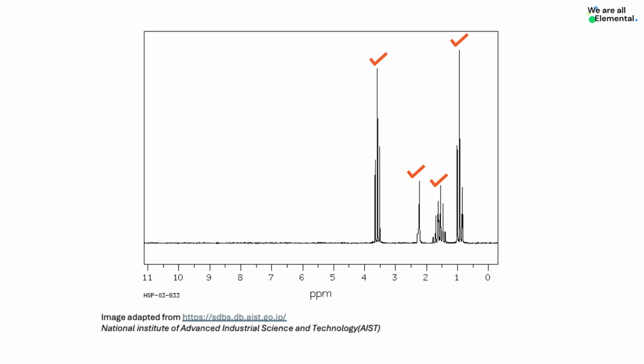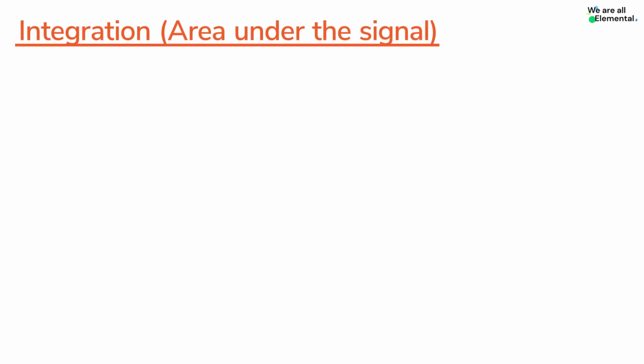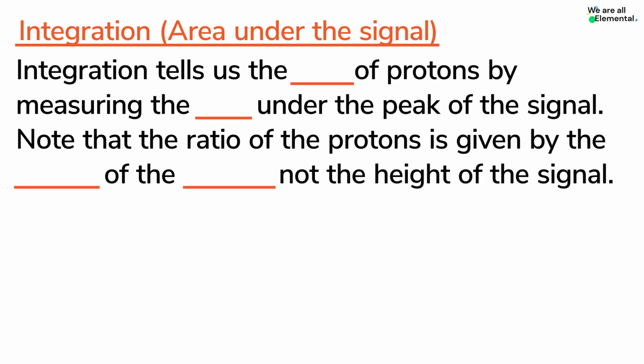Now in the workbook, you'll get to practice questions on identifying chemical environments and predicting the number of signals in the spectra. Another clue you can get from the spectrum is the ratio of protons in the molecule. This is from the area under the signal, also referred to as integration. Integration tells us the ratio of protons by measuring the area under the peak of the signal.